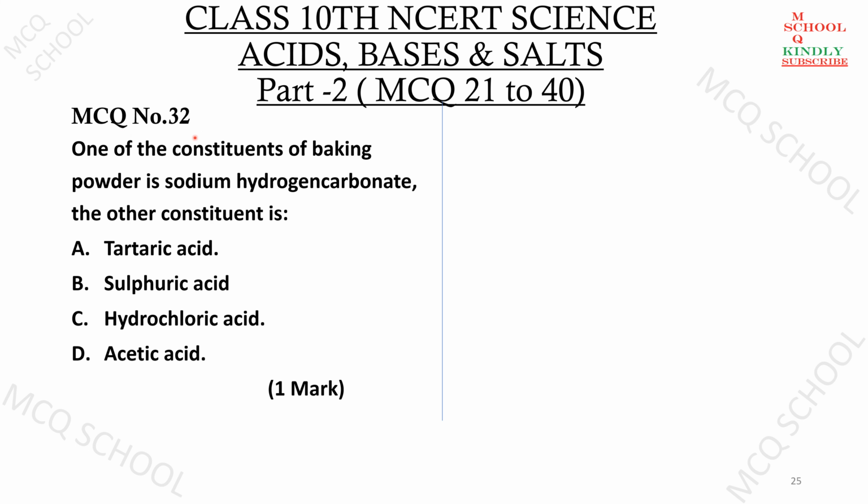MCQ number 32. One of the constituents of baking powder is sodium hydrogen carbonate. The other constituent is: A, nitric acid, B, sulfuric acid, C, hydrochloric acid, D, acetic acid. So what is the answer as per you?